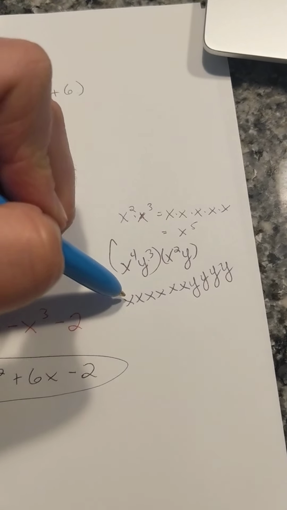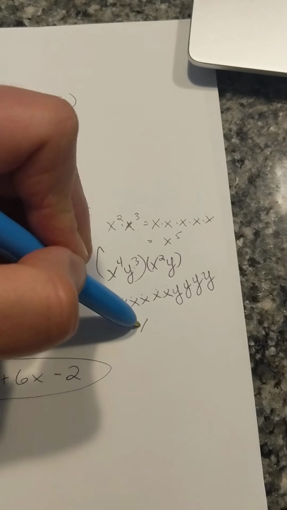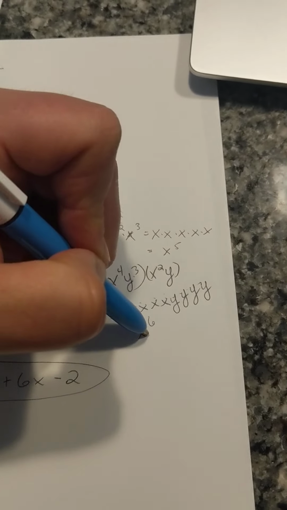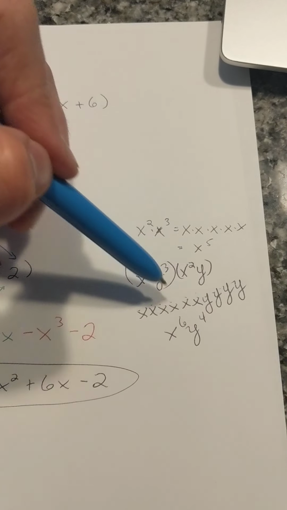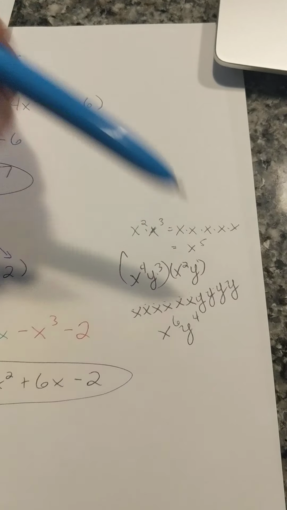So what does this all equal? 1, 2, 3, 4, 5, 6. X to the 6th, 1, 2, 3, 4, y to the 4th. Or 4 plus 2 is 6, and 3 plus 1 is 4.